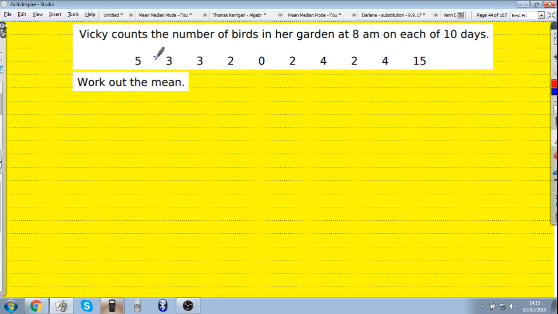Say 5 plus 3 plus 3 plus 2 plus 0. Well, you don't need the 0, but plus 2 plus 4 plus 2 plus 4 plus 15, divided by 1, 2, 3, 10. Well done. Some students, because they don't put in the 0, divide by 9. But you can see this is 10 days, and I would even put in the 0.